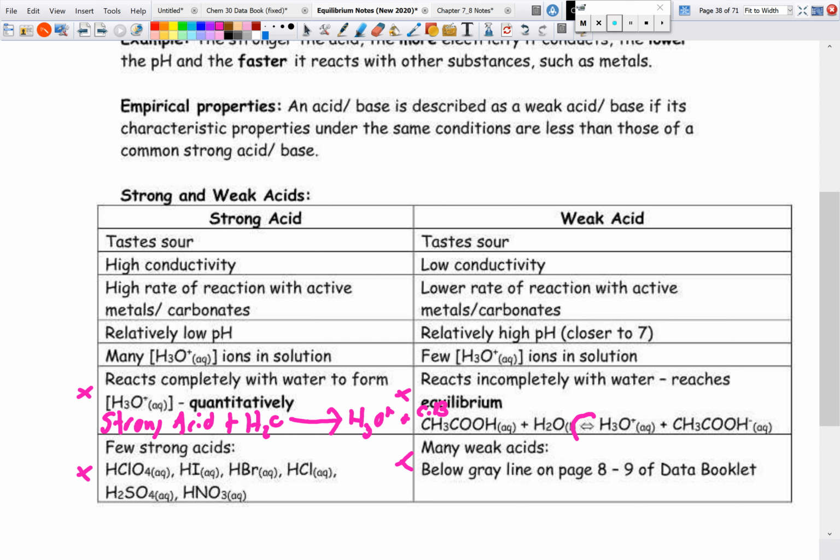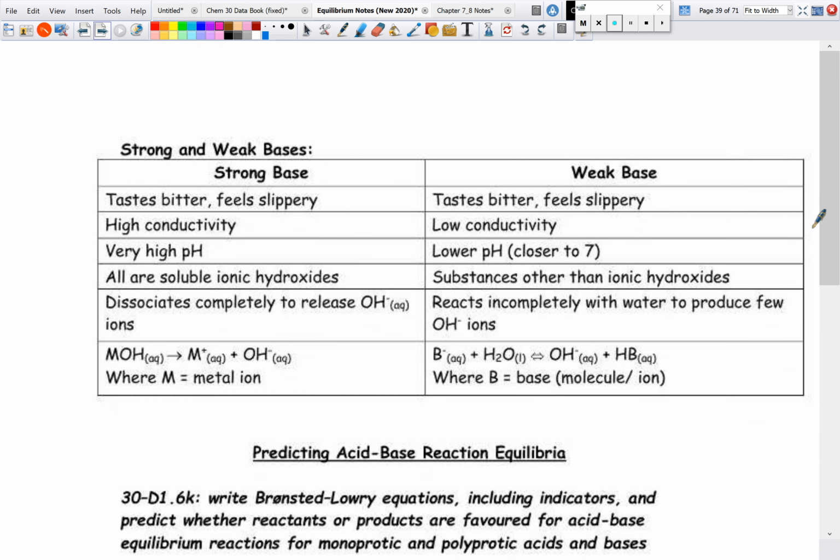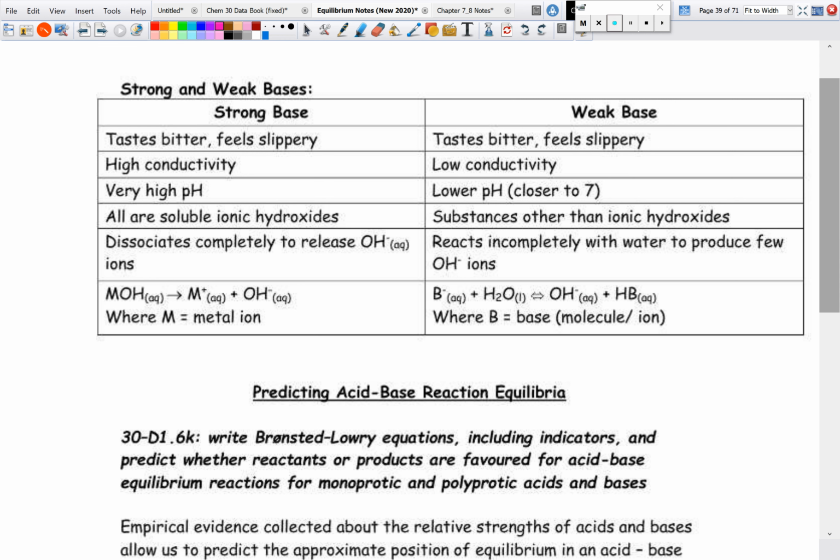So notice how for our weak acids, we're going to use the equilibrium arrow, where for the strong acids, specifically with water, we're using the single arrow to form H3O+. So we have an equilibrium here. That's once again why they're weak, because we're only getting a few of the hydronium ions in solution. Now, this is the same thing with the bases, except instead of a reaction for the strong bases, these are all metal hydroxides, so they dissociate completely, whereas our weak bases react incompletely.